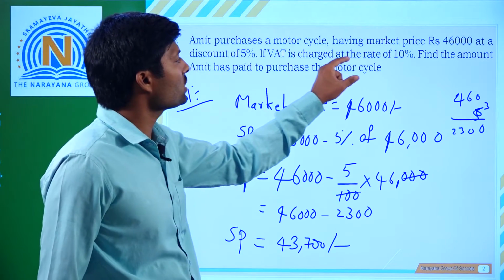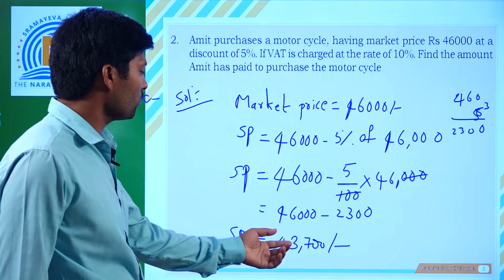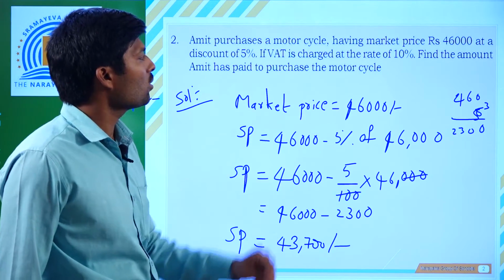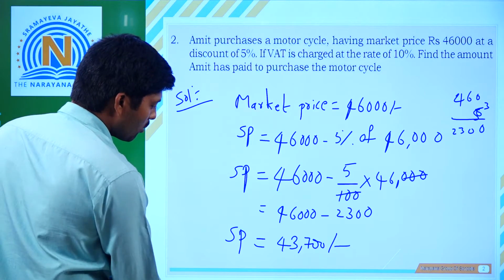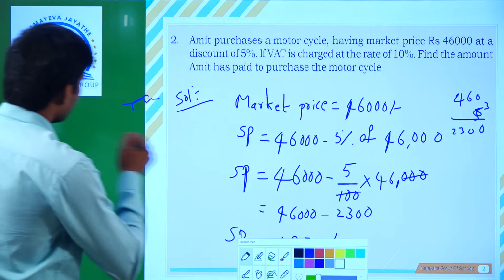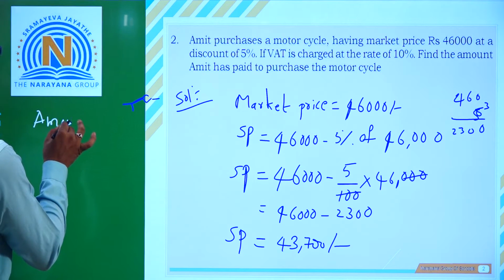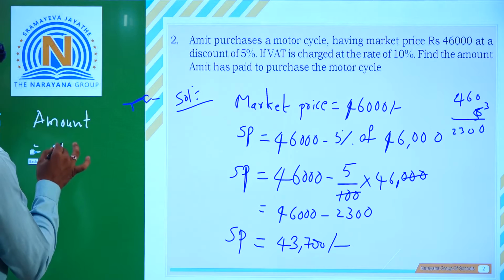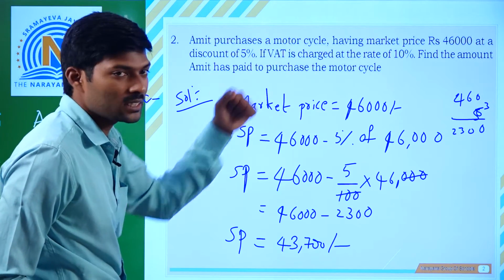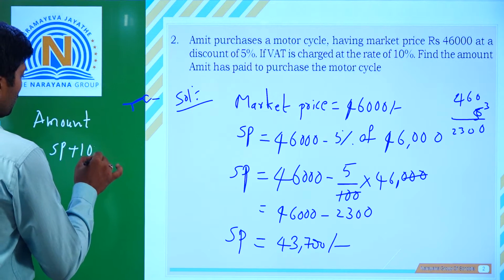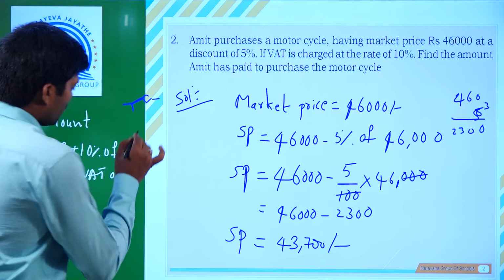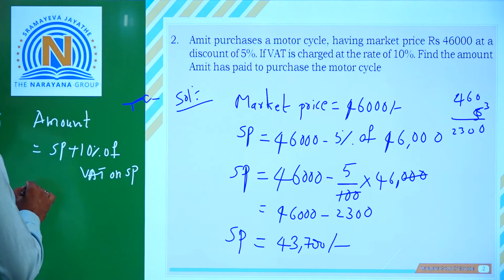So, VAT is charged at the rate of 10%. Find the amount Amit has paid to purchase the motorcycle. If you want to find the amount, we need to add VAT as well as SP. The total amount is equal to SP plus the 10% VAT on SP, where SP is equal to 43,700.